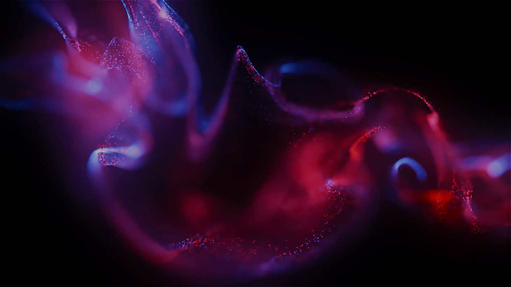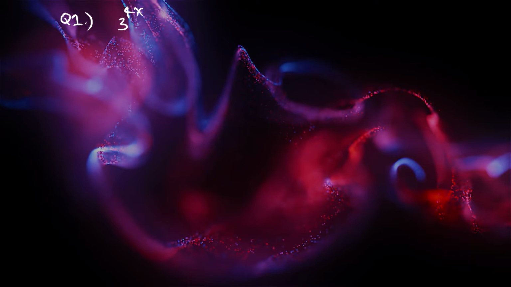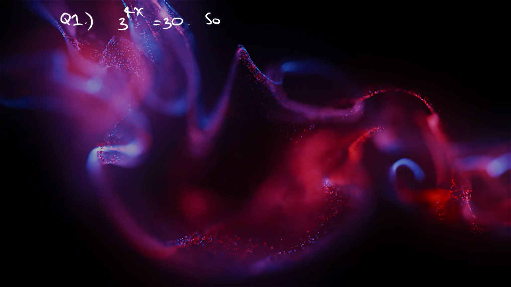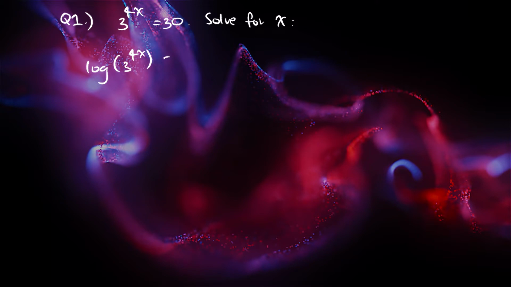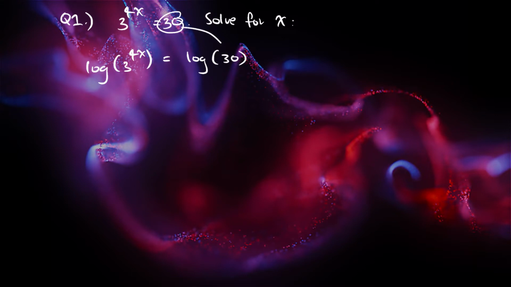So let's look at some example questions. Question 1. If I have 3 raised to the power of 4x and I set that equal to 30, let's solve for x. So we're just going to do exactly the same thing that we've been doing before. I'm going to take the log of both sides, so log 3 to the power of 4x is equal to the log of 30. What I mean by taking the log of both sides is I'm putting these into the argument of my logs. Okay.